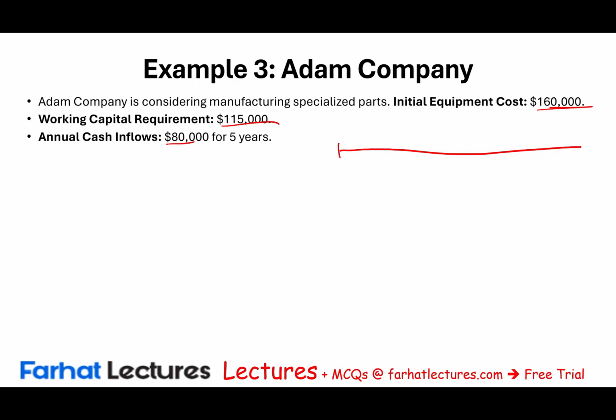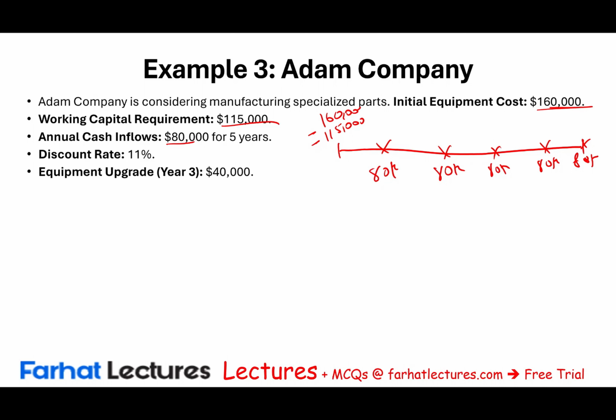So here's what we're talking about here. Initially $160,000 for the cost of the equipment minus $115,000 for the working capital. Then 1, 2, 3, 4, 5. In the next 5 years, every year there's an 80,000. Those are the positives. 80,000 and 80,000 of cash flow, not income, cash flow. The discount rate is 11%.